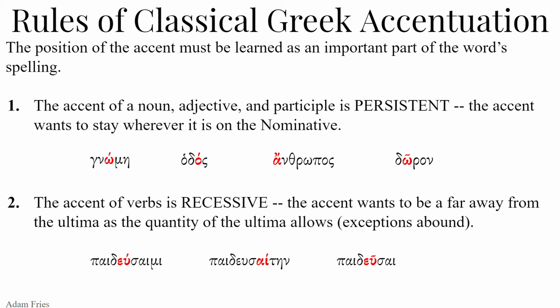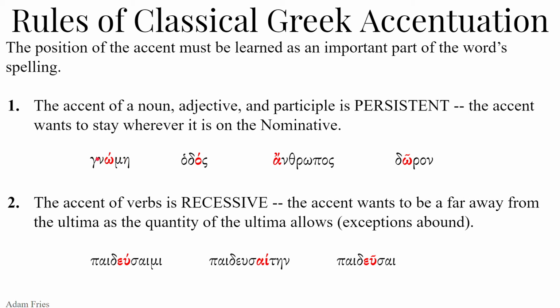Keep that in mind. The accent of a noun, an adjective, or participle, that accent is considered persistent. That means that the accent wants to stay wherever it is when it shows up in the nominative case. So wherever the accent is on the nominative, that accent wants to stay there. And just for kicks, let's go ahead and try and identify these words, call them by their names based on what accents they bear.